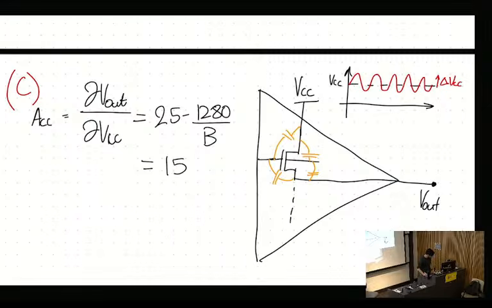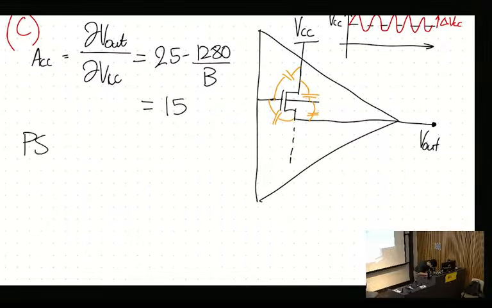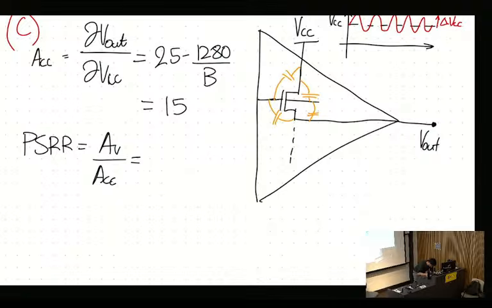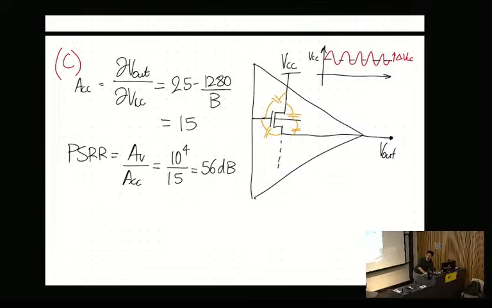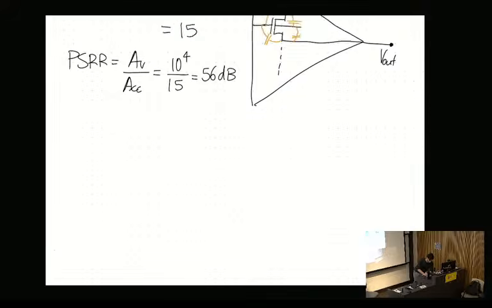Yep, that's 15. And then the power supply rejection ratio just has a very normal formula, AV on ACC. Yep, that's right. Of 10 to the 4, 15 equals 56 dB. And it mentioned the power supply rejection ratio at low frequency, so we don't need to worry about the cutoff or anything. Okay. Any questions to that? All good? Audio still all good?